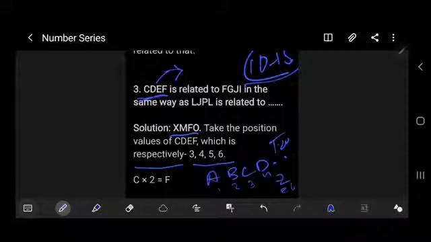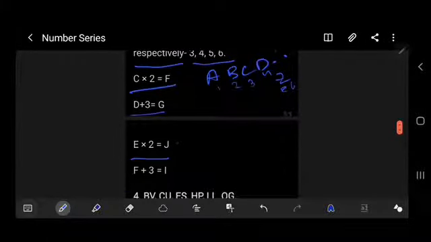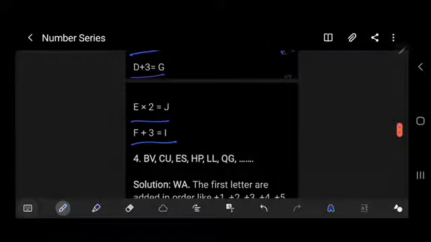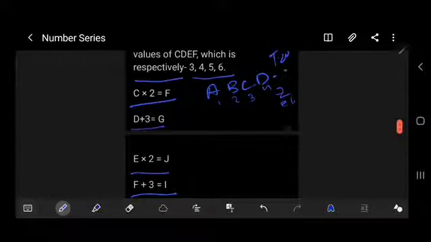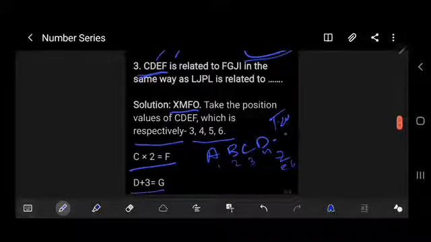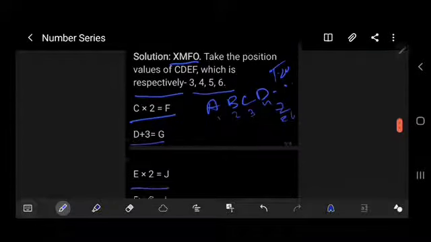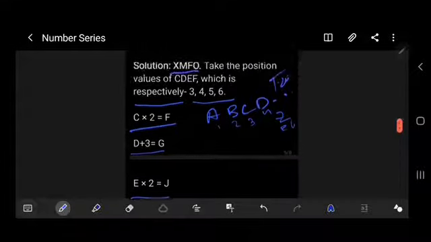So here: C into 2 equals F, D plus 3 equals G, thereafter E into 2 equals J, F plus 3 equals I. This is one way. I'll show you another way to solve this question. So the question is what LJPL is related to, if CDEF is equal to FGJI.